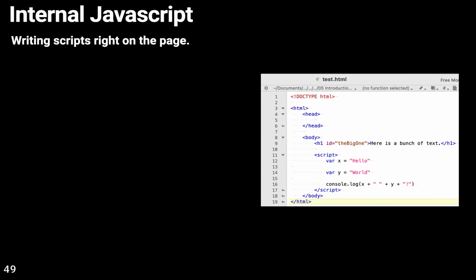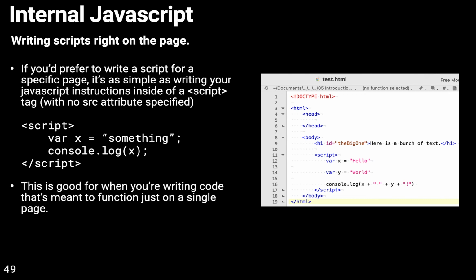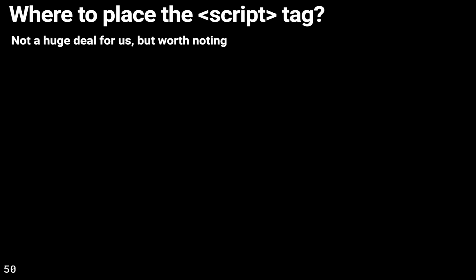So internal JavaScript is another option here. You can write your scripts right on the page. So if you'd prefer to just write things here, you don't necessarily want to have a larger scale thing that you need to import into multiple places. You just want to have something right here. You use the same tag, you just don't specify the src attribute. In fact, if you do, it won't run your code. It'll just load the script that you asked it to. So this is a simple thing. It's like saying, oh, var x equals something, log x. All right, cool. It'll dump it right out to the log. This is good for when you're writing code that's meant to function just on a single page, right? Super useful, super simple. Now, where do you place the script tag?